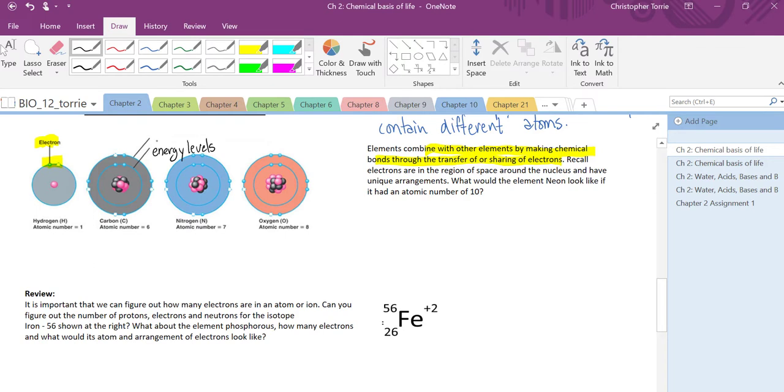But the outermost energy level is the one that we refer to as the valence shell. What that means is those are the valence electrons, right? Valence electrons of the outermost shell are involved in bonding.